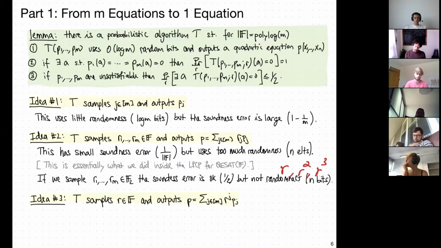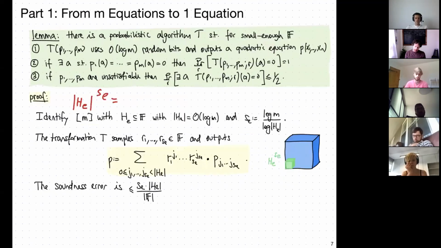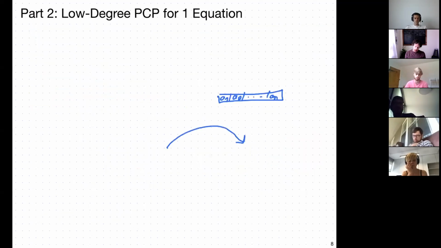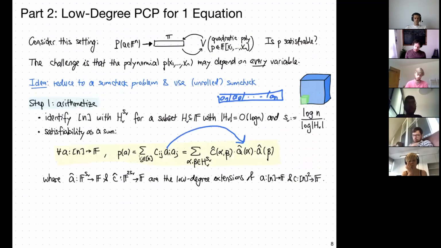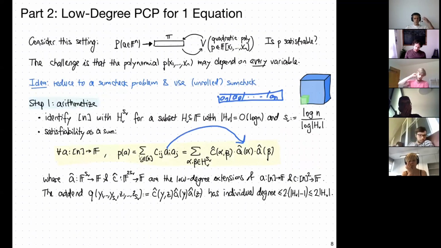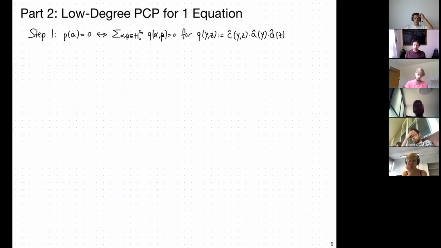Wait, sorry. Because this Q polynomial that we defined is just this low degree extension of P of A. So if we evaluate it over this hypercube, the hypercube which we later extended, then we get exactly the same as P of A. So P of A is equal to 0 if and only if the sum over the cube is equal to 0 for this low degree extension.